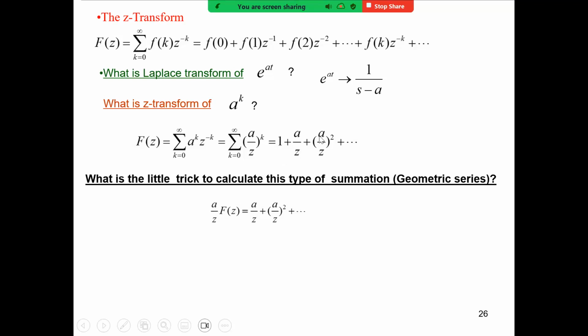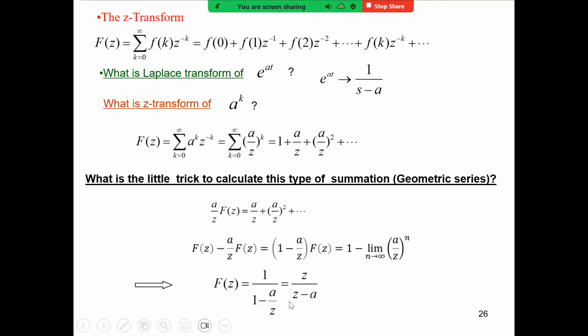Of course, there are all the terms except the first term, so it must be this one minus this. And then you get this. Then on this side, you have the first term. Of course, there is another term that is a over z to the power n, but n goes to infinity, and we choose z such that this term goes to 0. Then finally, it is just 1 over 1 minus a over z. Reorganize it, and that will be the expression of the Z transform of the exponential signal.